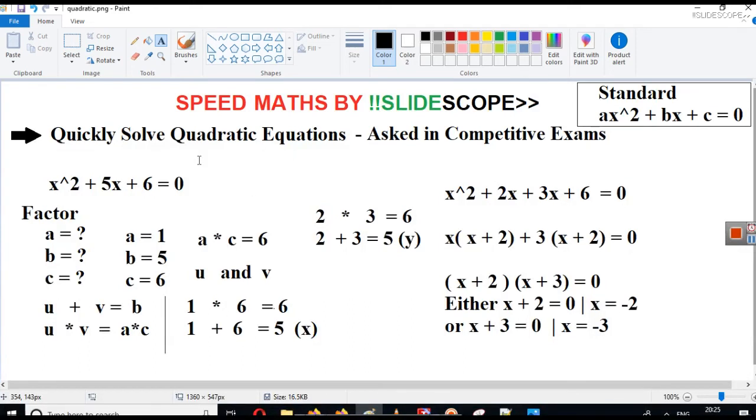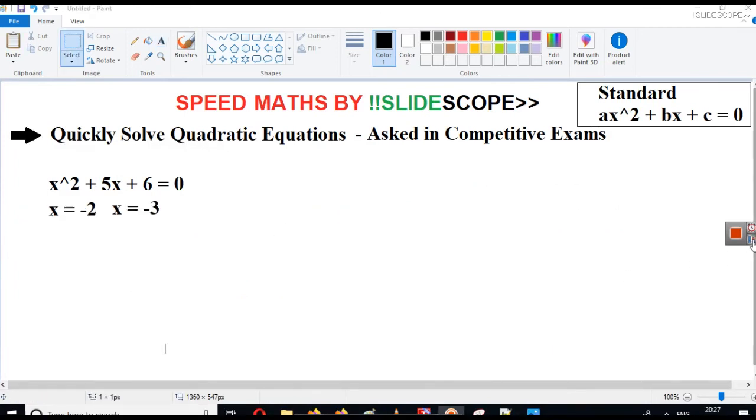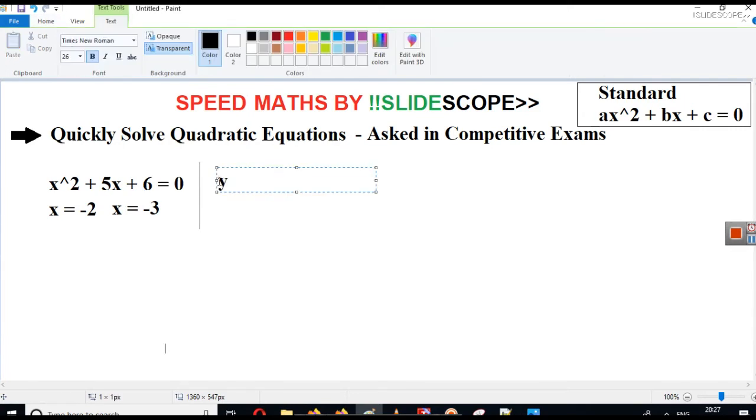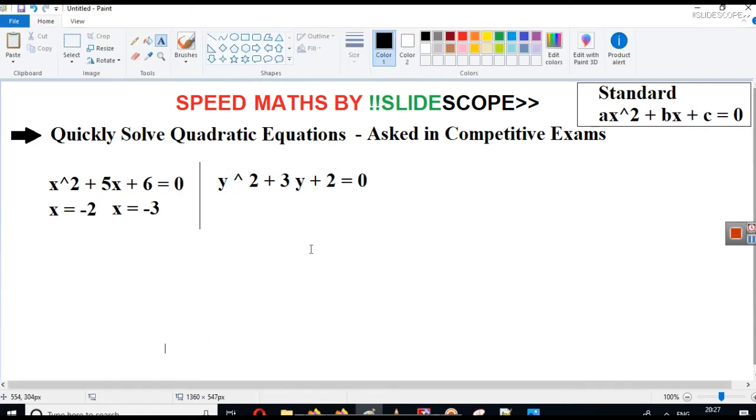Now let's take another example. I will clear this. Now we are taking another example here. I have written the solution of this example here. y square plus 3y plus 2 is equal to 0. Now this is our second equation, y square plus 3y plus 2 is equal to 0. It is the same as this equation, so it is also a quadratic equation.